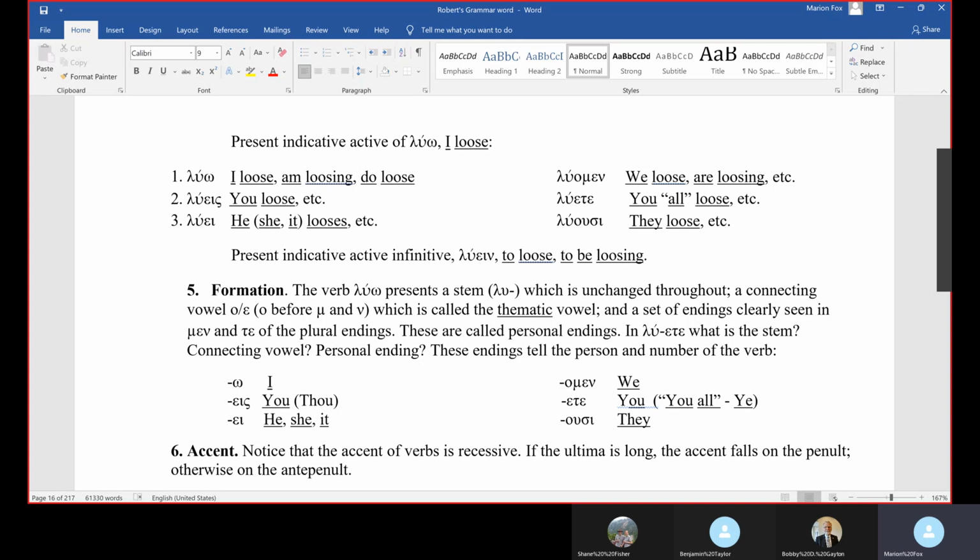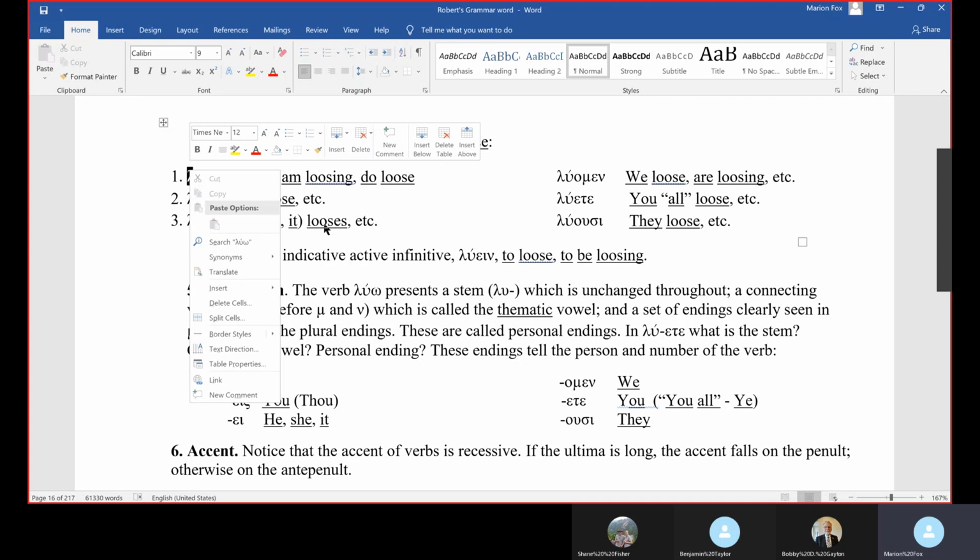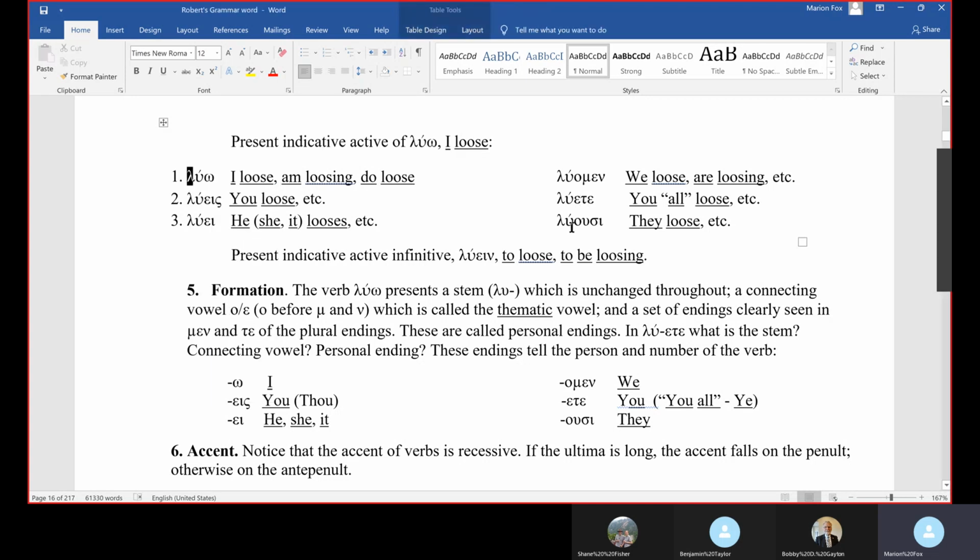Now let's look at our basic verbs. Your basic verb will have a stem. In this case, we have the letters lu. I'll highlight it. That's your stem. But what we get here is we have the stem all the way through, and I'll move my mouse over. You can see the stem all the way. Then we change the ending on it, and this ending in this case is an omega.